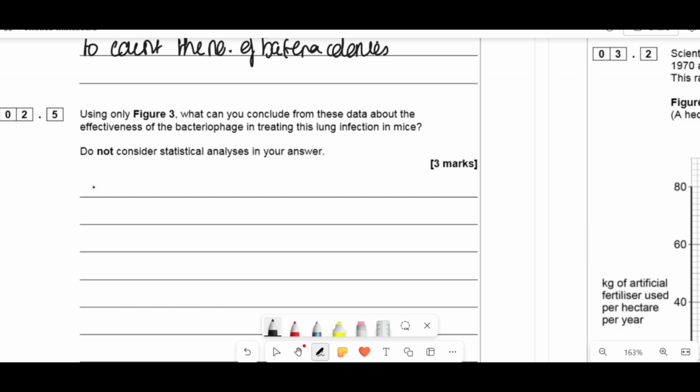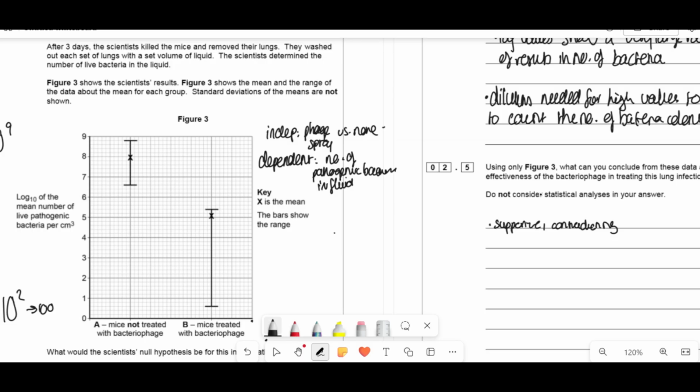So what we're doing here is looking for supportive statements and then contradictory statements. As well as that, we can talk about validity as well. But here it's just saying, is it effective? Yes or no. So we're going to look at what's supportive and what's going against it. Now, without the bacteriophage, the mean is higher, whereas with the bacteriophage, the mean is lower. So immediately you can say that the bacteriophage reduces the number of pathogenic bacteria, right?